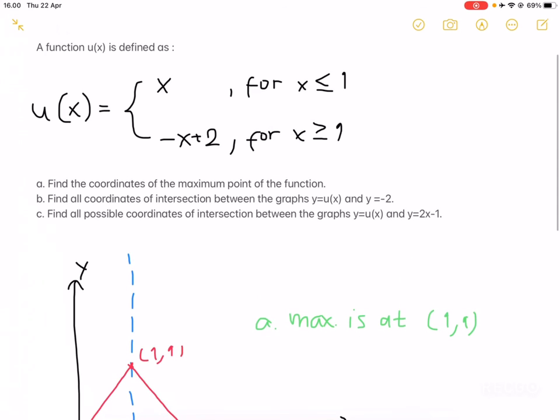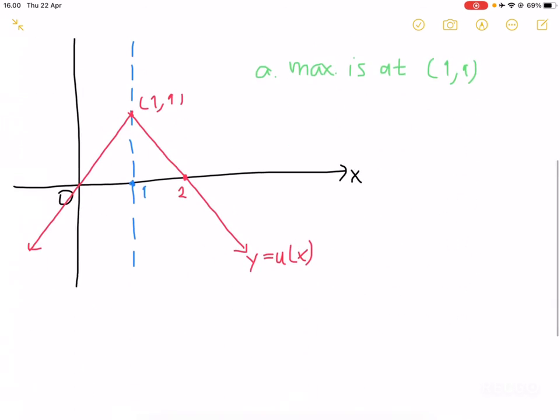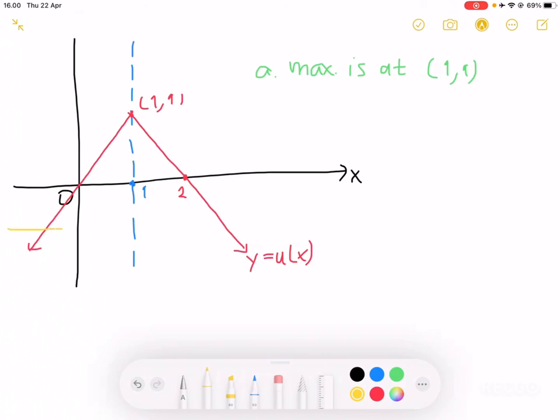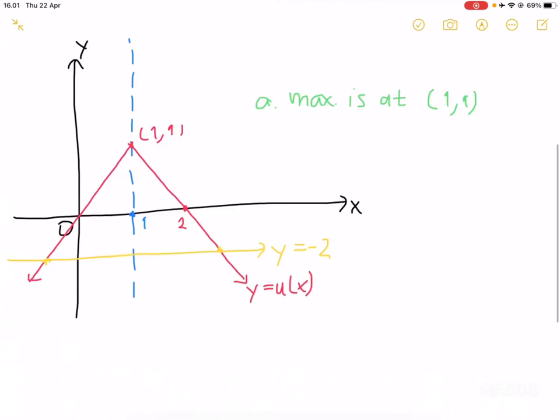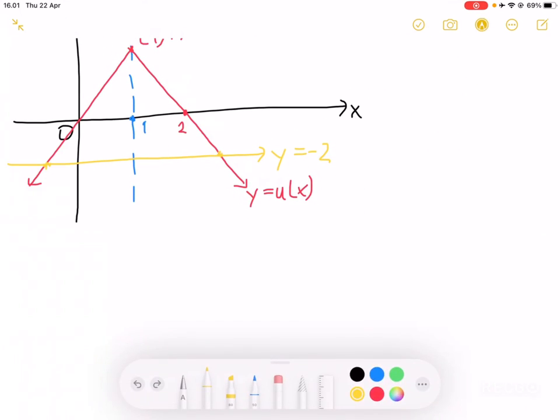Now for part B, we need to draw y equals -2 on the same graph. So it will look a little bit like this. Y equals -2. And notice it intersects at 2 points right here. And notice that these points of intersection occur in two different regions. One is the region on the left hand side of this imaginary vertical line right here, and one point of intersection is on the right hand side. So what that tells us is that we can set each definition of u of x equal to -2 to find both points of intersection.